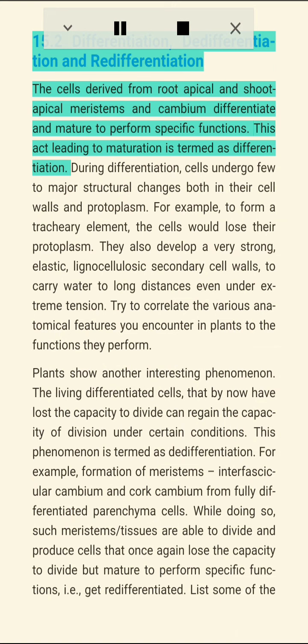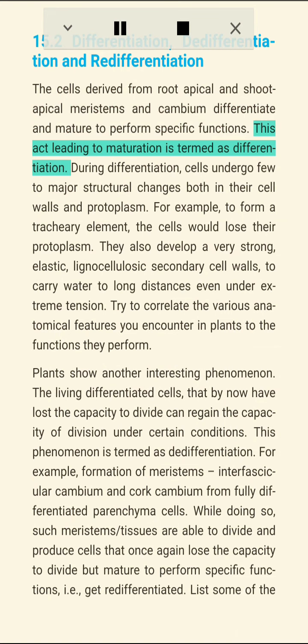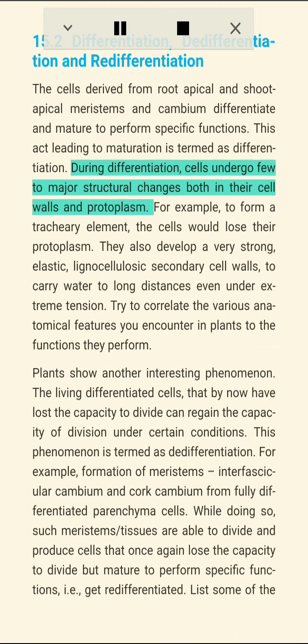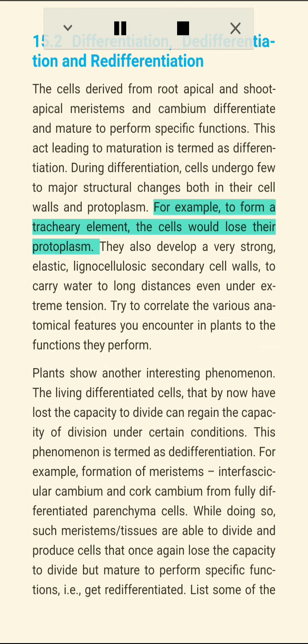15.2 Differentiation. To understand differentiation, dedifferentiation and redifferentiation, the cells derived from root apical and shoot apical meristems and cambium differentiate and mature to perform specific functions. This act leading to maturation is termed as differentiation. During differentiation, cells undergo few to major structural changes both in their cell walls and protoplasm.